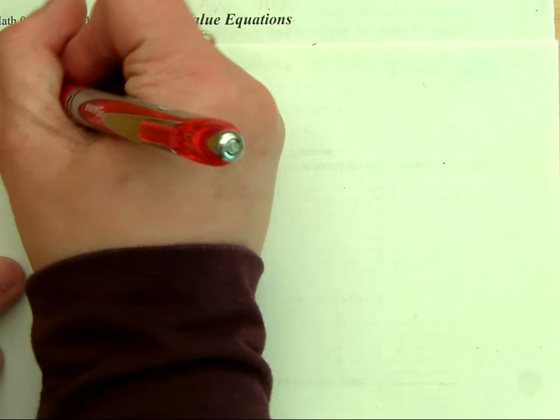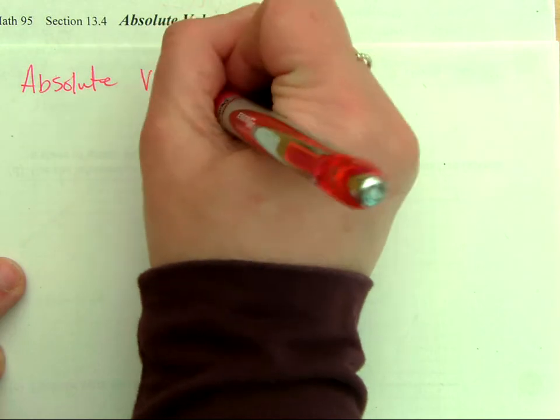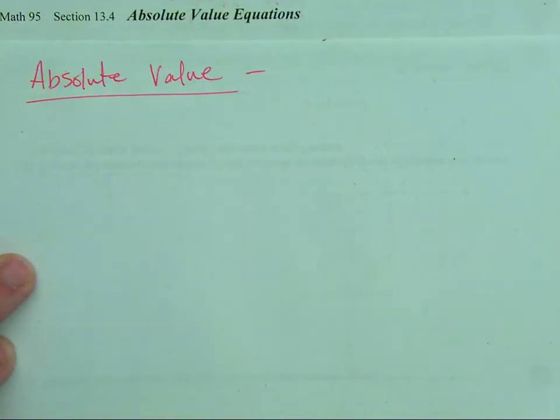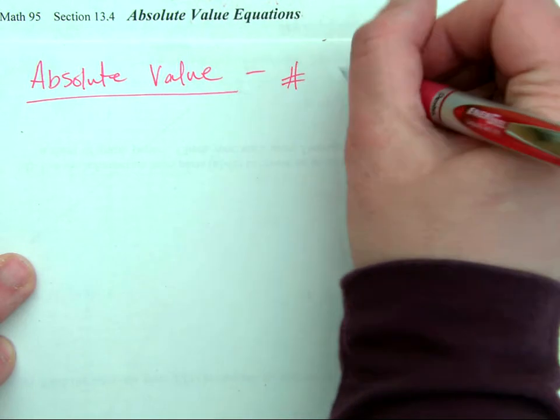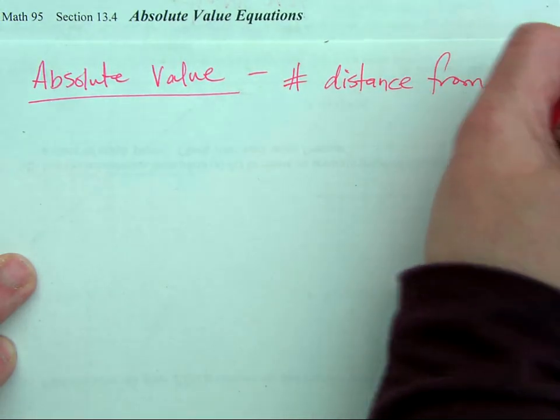So let's talk about absolute value today. What is the definition of absolute value? What does it mean? Anyone know? It means a number's distance from 0.